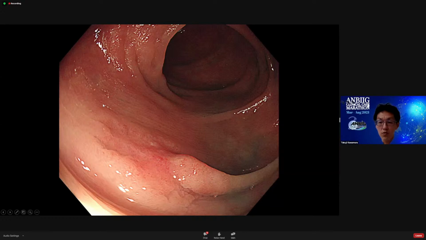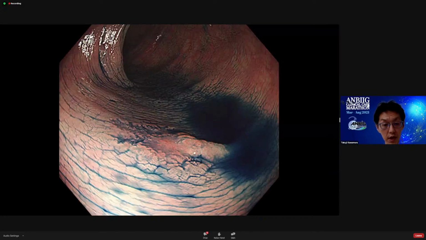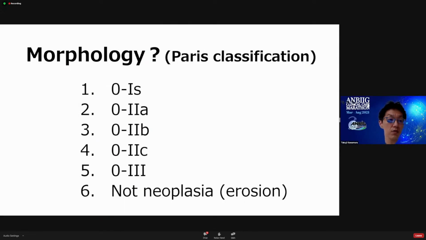This region was located in the descending colon. In a screening colonoscopy, we found a small region with redness in the descending colon. This is indigo carmine staining, and this is a slightly closer view. My first question: what is the morphology of this region according to the Paris classification? 0-Is, 0-IIa, 0-IIb, 0-IIc, or 0-III?